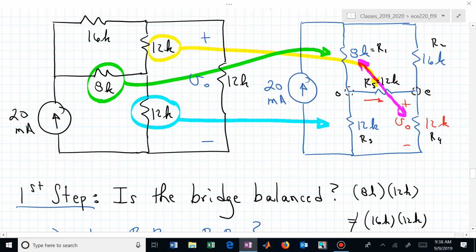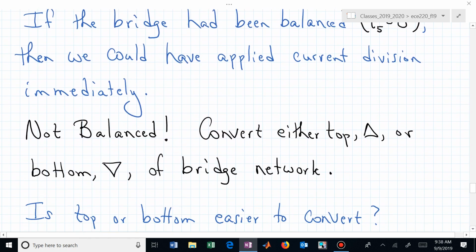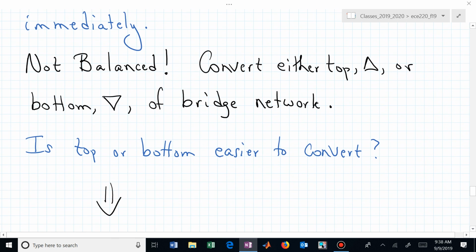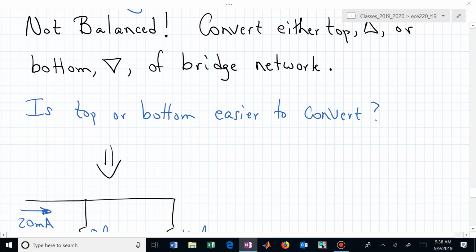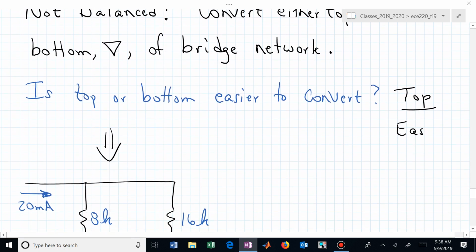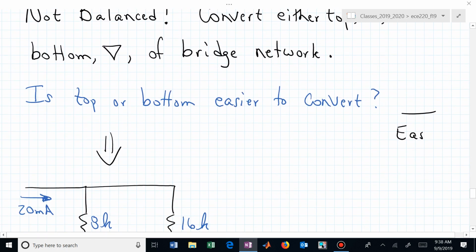If that's the case, so here it's not balanced, convert either the top delta or bottom delta of the bridge network. Is top or bottom easier to convert? Top is easy. Wow, I made such a big deal about looking down, I can't even remember. The bottom is easier.